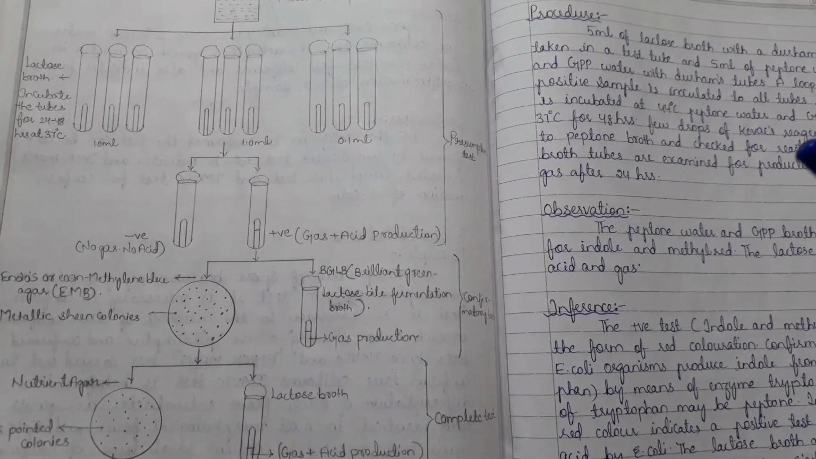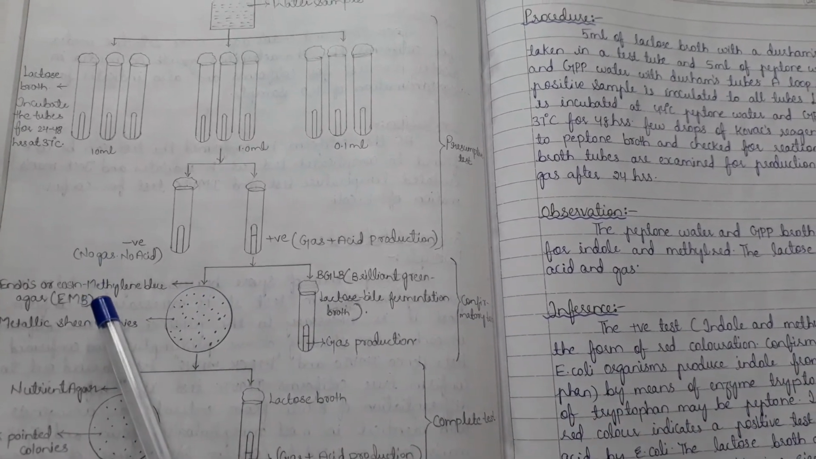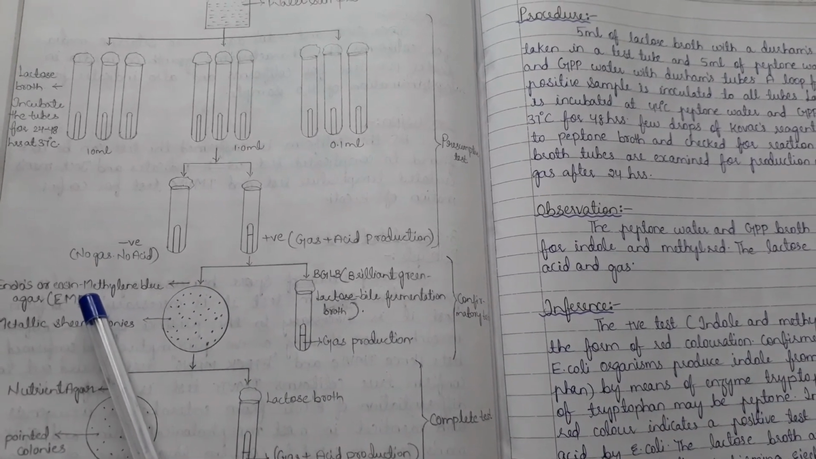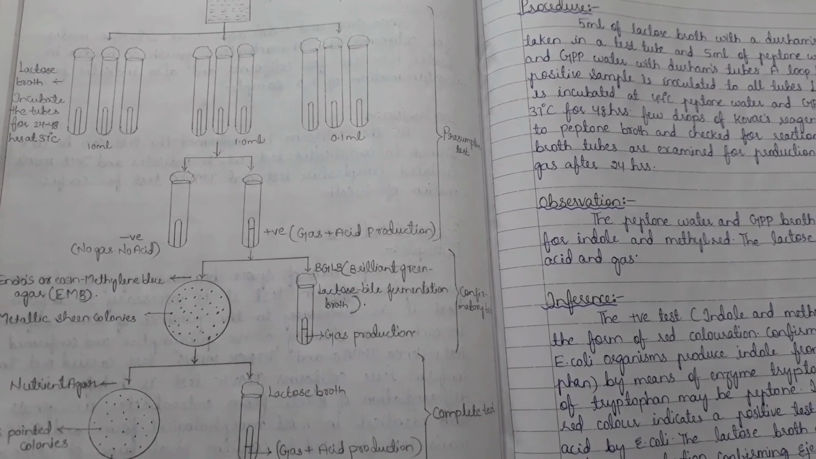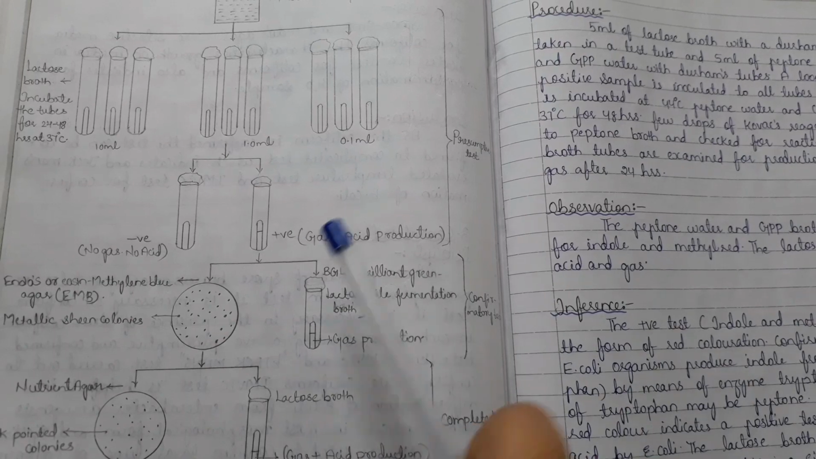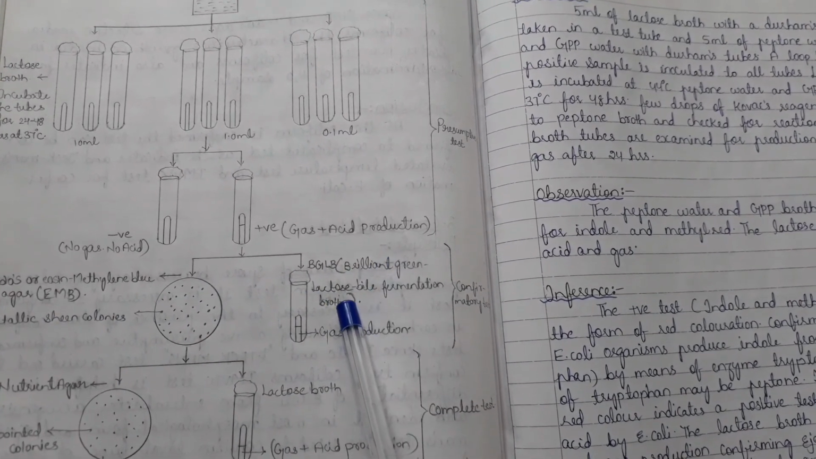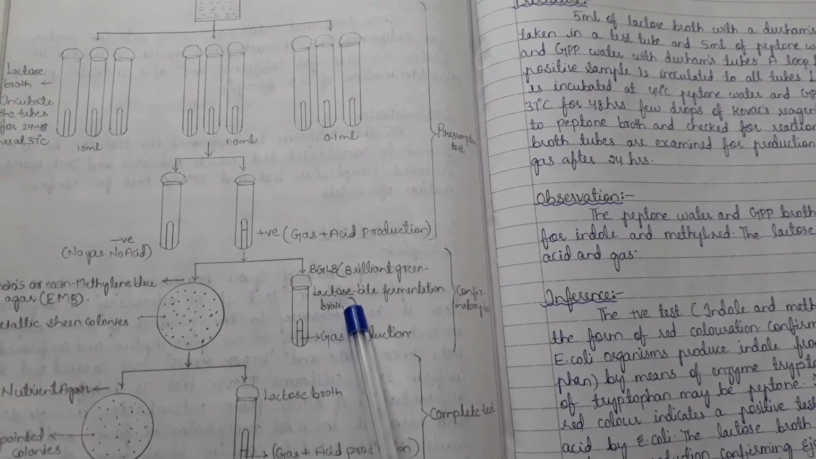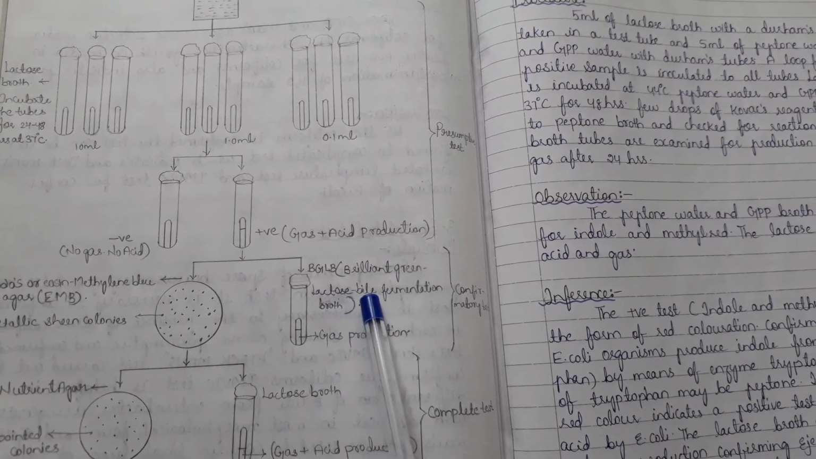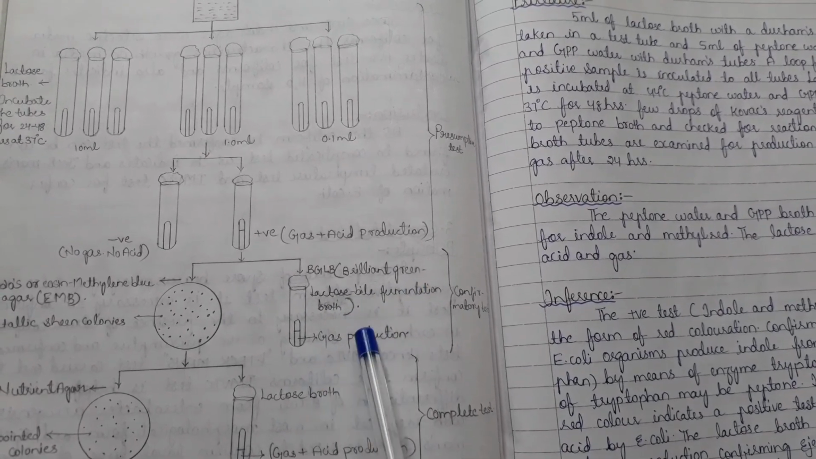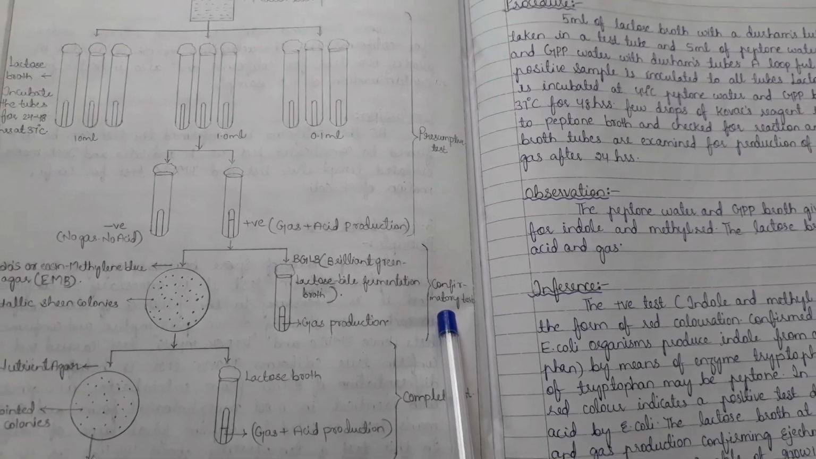The second one is the confirmatory test, where we are using endo agar or eosin methylene blue agar, where we can see metallic sheen colonies. Here brilliant green lactose bile fermentation broth, where we can see the gas production. So this is the confirmatory test. This is the second one.